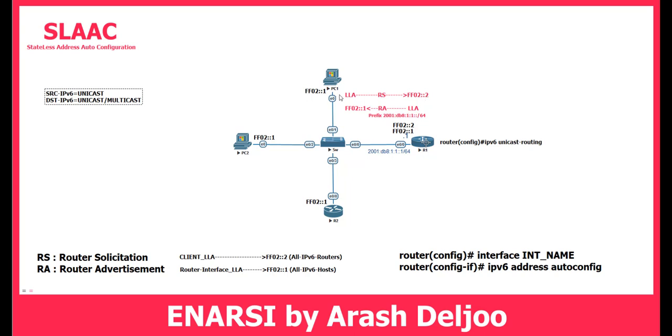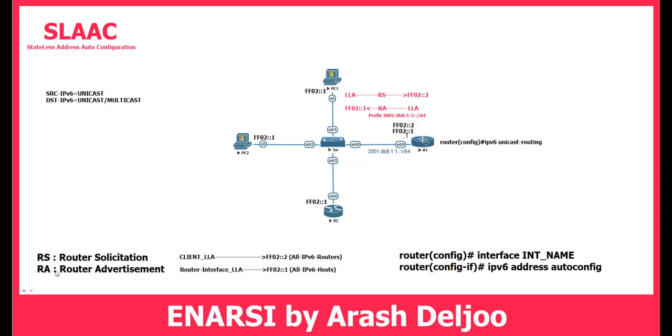The source IP of the RS is the LLA address of the network interface card of PC1, and PC1 can easily generate this LLA address with the help of the EUI-64 method or the random method. Because of that, PC1 has an LLA unicast IPv6 address, and it can send the RS to FF02::2. Then router 1, after receiving the RS with the destination FF02::2, because on the interface of router 1 we have this address, should answer with the next message, the RA message.